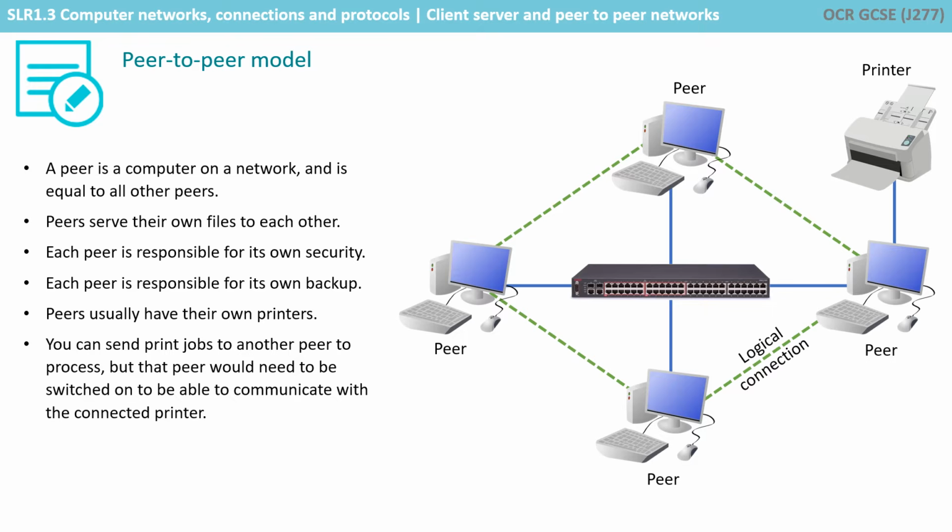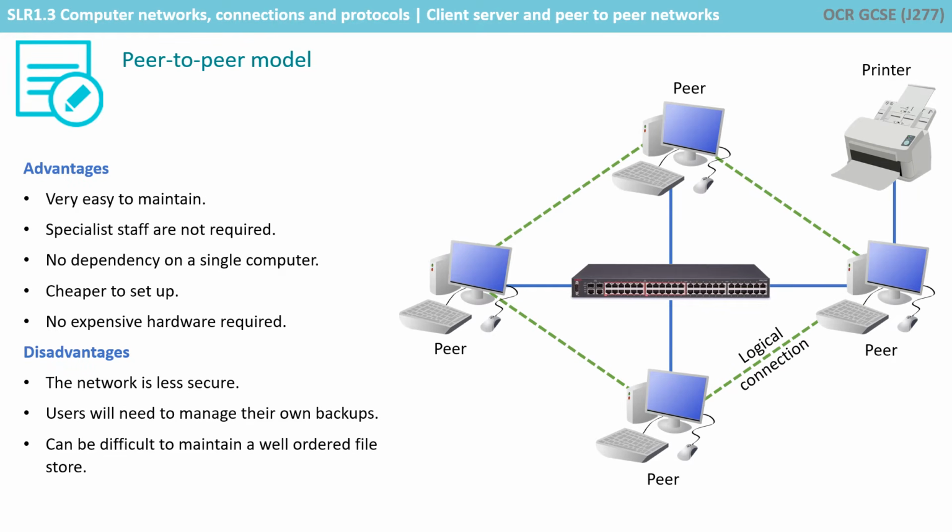With the peer-to-peer model, a peer is a computer on the network and it is equal to all other peers. The peers serve their own files to each other. Each peer is responsible for its own security and its own backups. And peers usually have their own printers. You can send print jobs to another peer to process, but that peer would need to be switched on and be able to communicate with the connected printer.